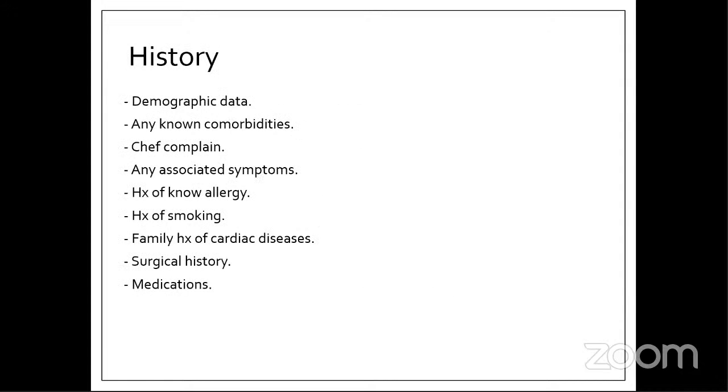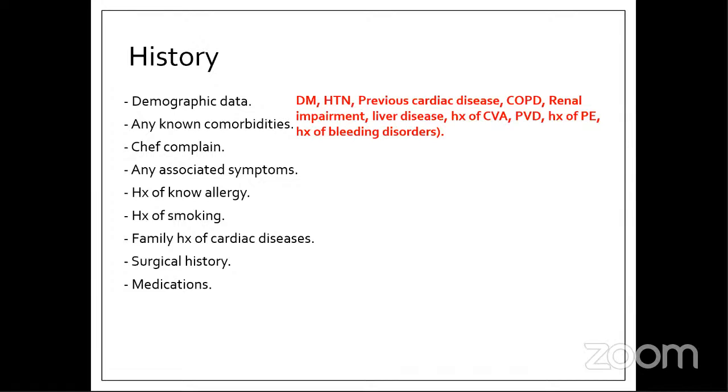Starting with the history, obtain all the demographic data. If the patient is known to have any comorbidities, diabetes, hypertension, renal or liver dysfunction, history of CVA, peripheral vascular disease, or history of bleeding disorder, obtain details regarding this condition. Is he controlled or not? Is he on medication? And is he compliant on this medication? Also, if he's following up regarding this condition.